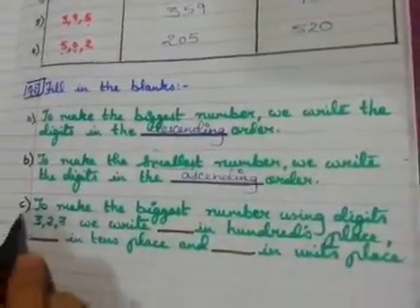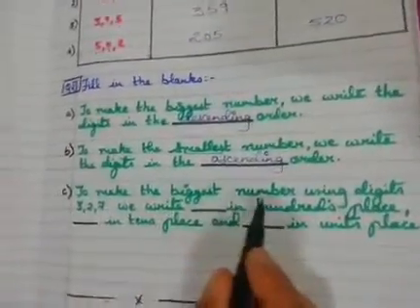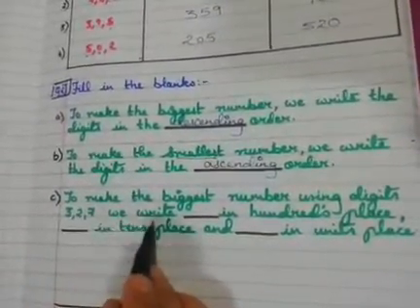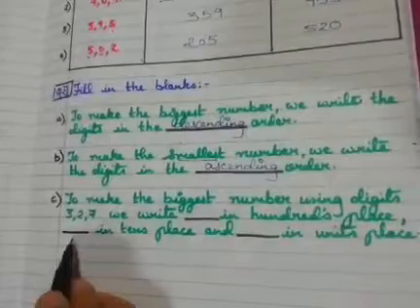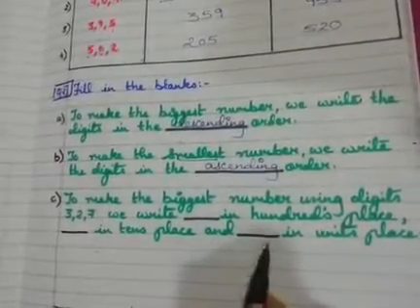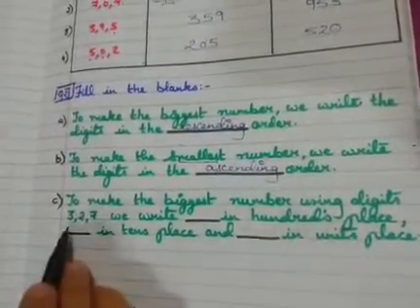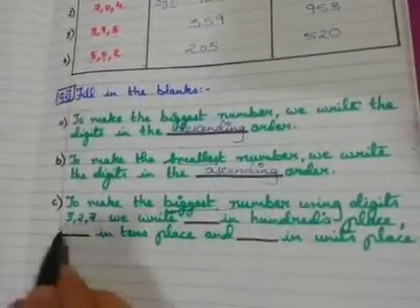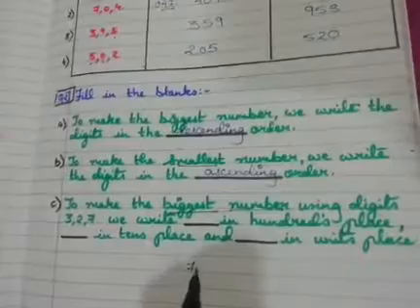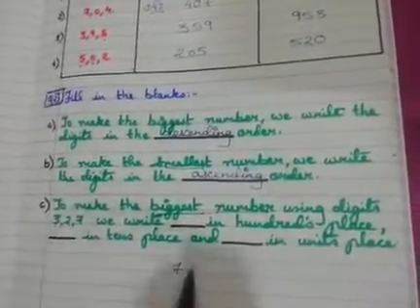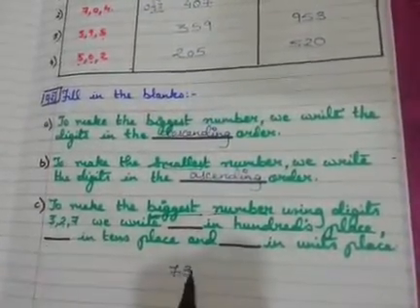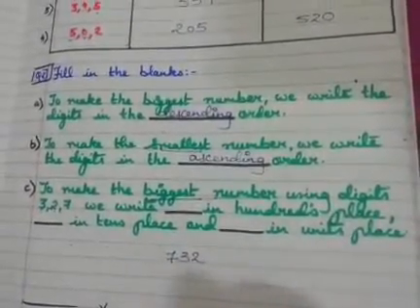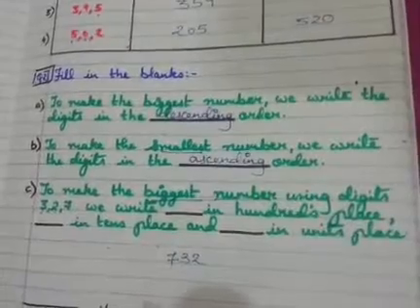Okay. C1, to make the biggest number using digits 3, 2, 7. We write dash in hundreds place, dash in tens place, and dash in units place. 3, 2, 7. We want biggest number children. So 7 is biggest. After 7, 3. And then 2. So the number from these digits is 732. Biggest number we have made.